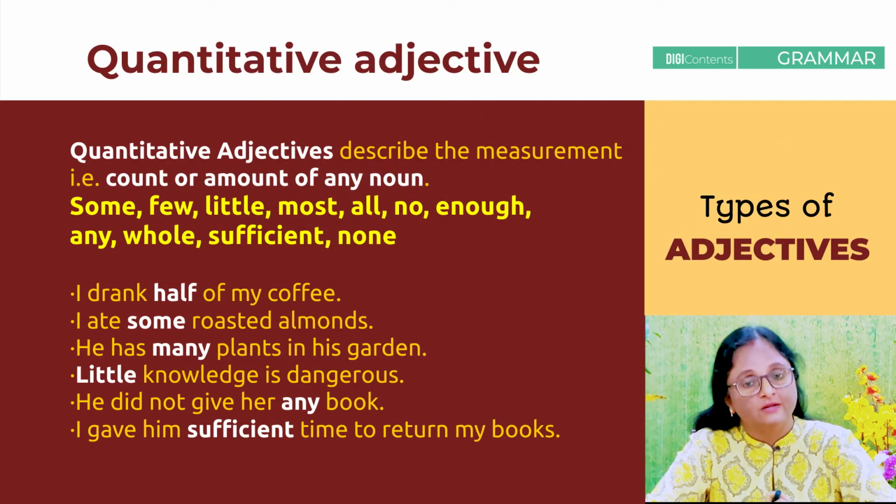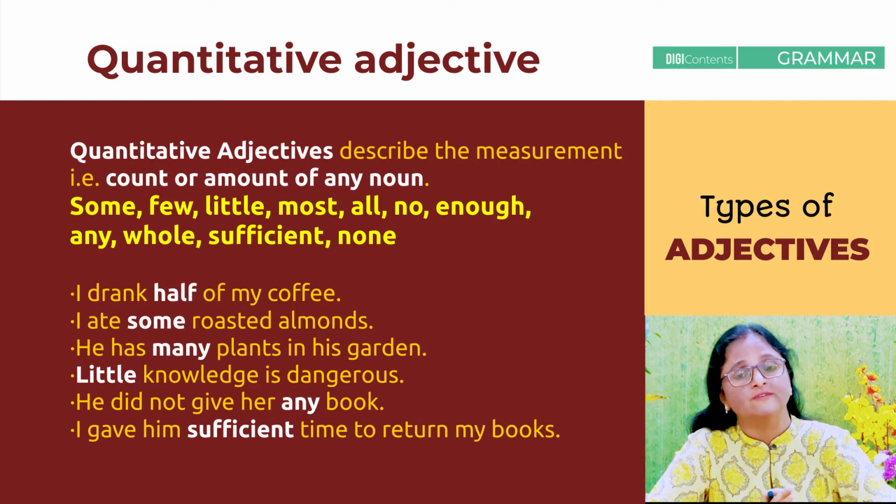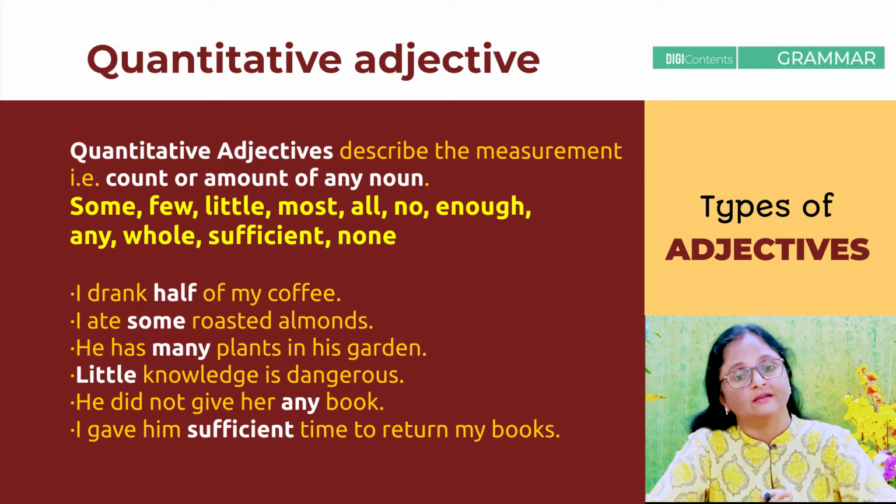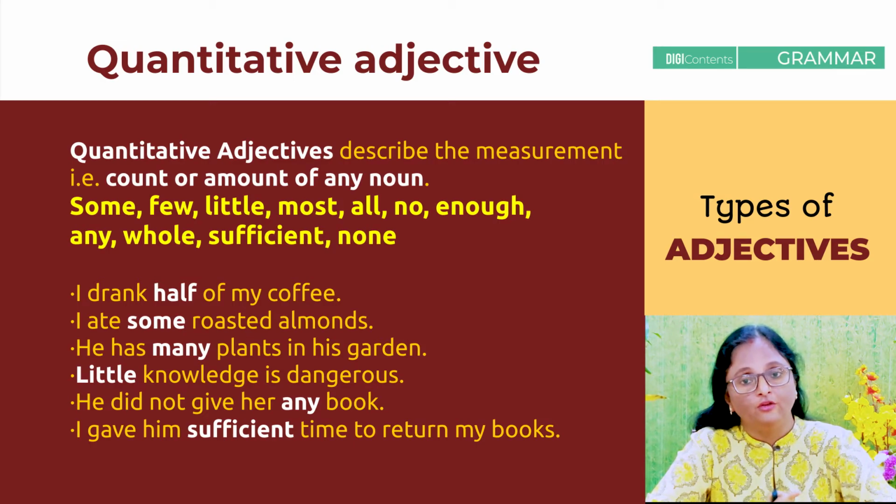Quantitative adjectives describe the measurement, that is, the count or amount of any noun. Some, few, little, most, all, no, enough, any, whole, sufficient, none. These are such adjectives. I drank half of my coffee. I ate some roasted almonds. He has many plants in his garden. Little knowledge is a dangerous thing. He did not give her any book. I gave him sufficient time to return my books.